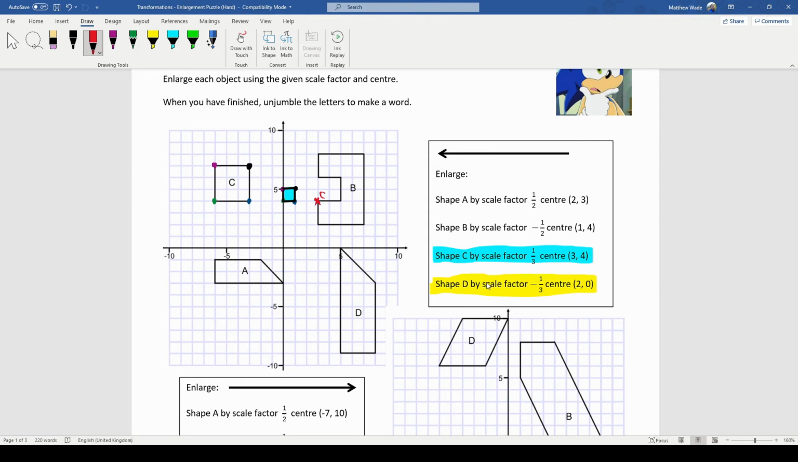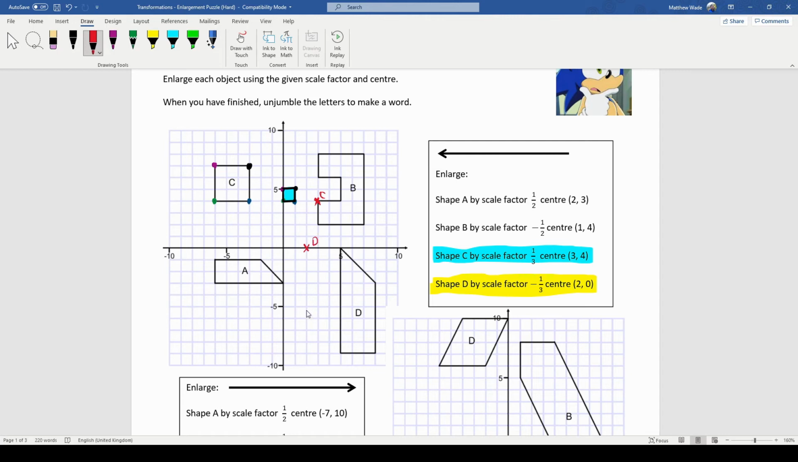Okay, first thing first, shape D, which is this trapezium-y thing that we've got going on here. And it says center 2, 0. So first step first is to put your center at 2, 0. So 1, 2 across and 0 up. That is the center for shape D.